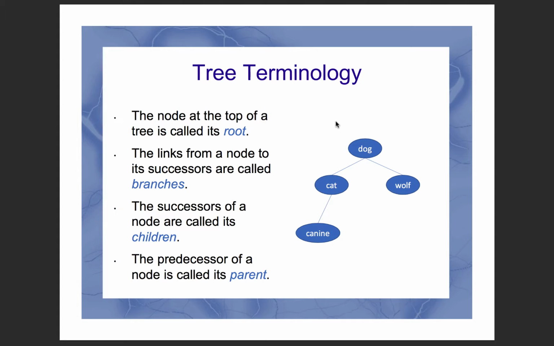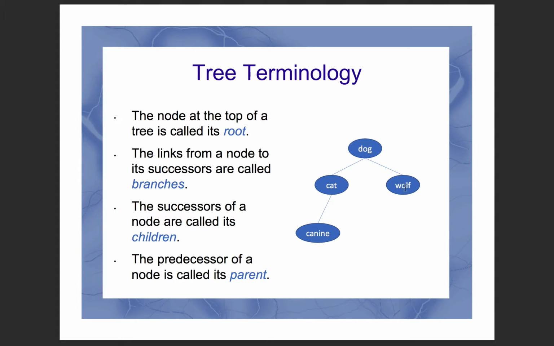So let's talk about some terminology of trees. The node at the top of a tree is called the root. If you consider this a tree, this one is the root node. Which one is the root node? The node at the top of a tree is called the root. So this one is the top node of this tree, that's why it's called the root. The difference between the root node and other nodes is that the root node doesn't have any predecessor. However, all the other nodes have a predecessor.